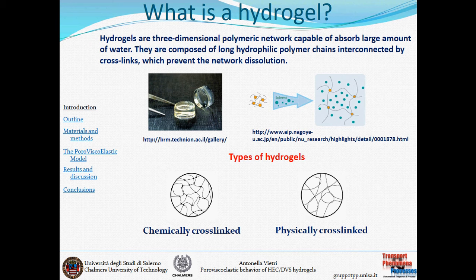Hydrogels are three-dimensional polymeric networks capable of absorbing large amounts of water. They can be categorized into two types, chemically cross-linked and physically cross-linked hydrogels, depending on the nature of the polymeric network. If the polymeric chains are interconnected by cross-links through strong covalent bonds, we have chemical hydrogels. Otherwise, in case of physical bonds, we talk about physical hydrogels.